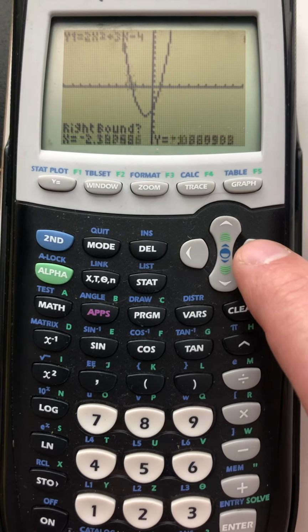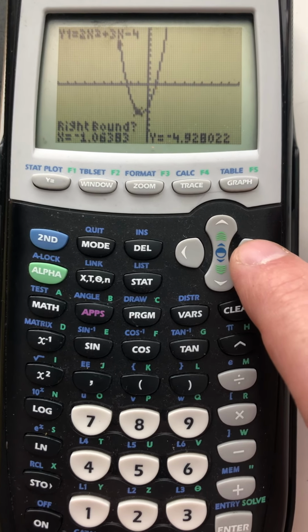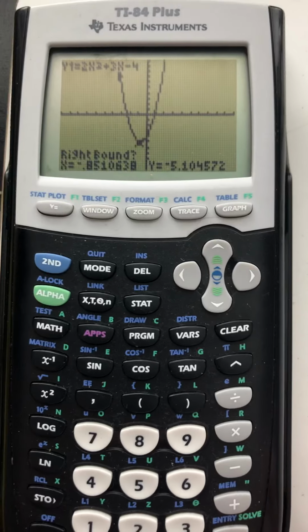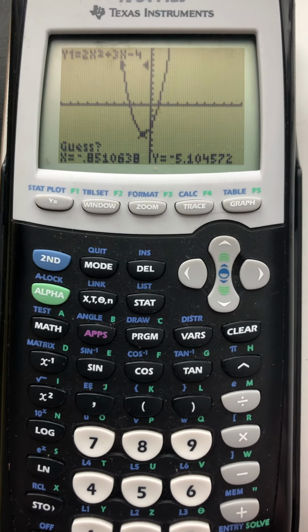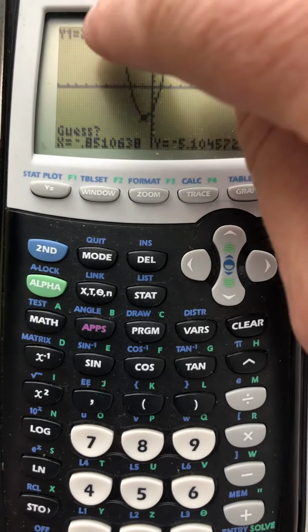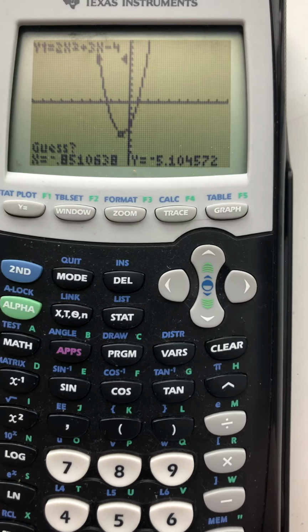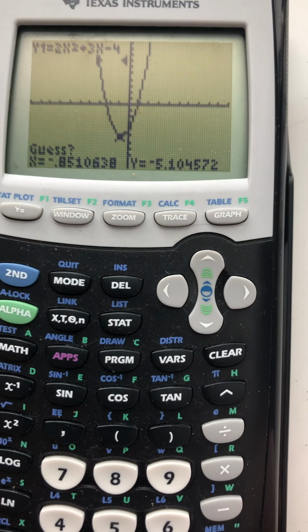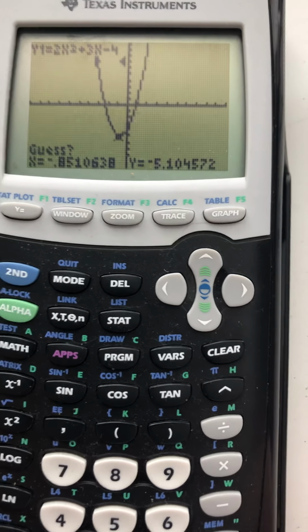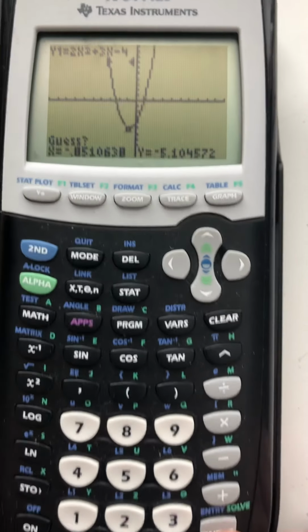It's going to ask for the right bound, so I'm going to again move my cursor to the right of that point and hit enter. So you can see it gives you these 2 arrows at the top. It's going to find the zero that lies between those 2 x values. You don't have to guess. Again, we're going to hit enter.